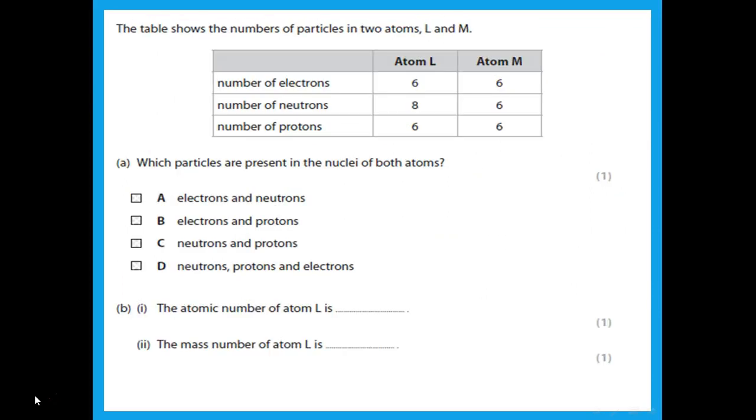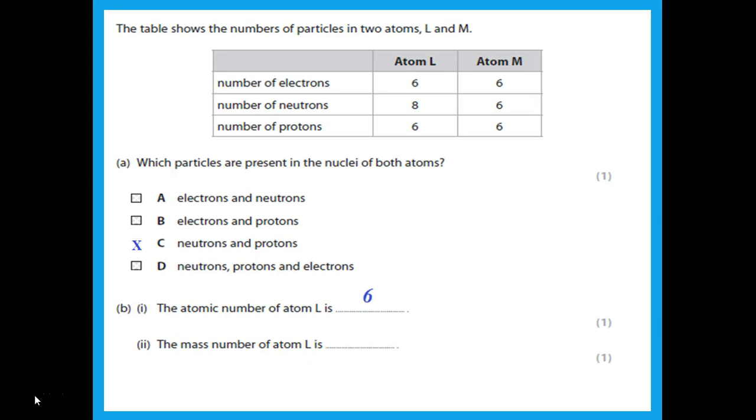Okay, the table shows the number of particles in two atoms, L and M, and gives the number of electrons, neutrons, and protons for each. Which particles are present in the nuclei of both atoms? The nucleus of any atom will have what? Neutrons and protons. The atomic number of L is what? Atomic number is the number of protons. So the atomic number of L is 6.